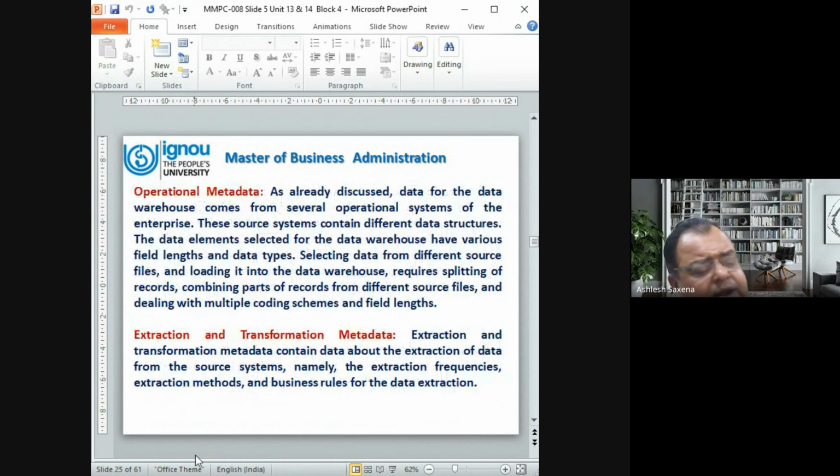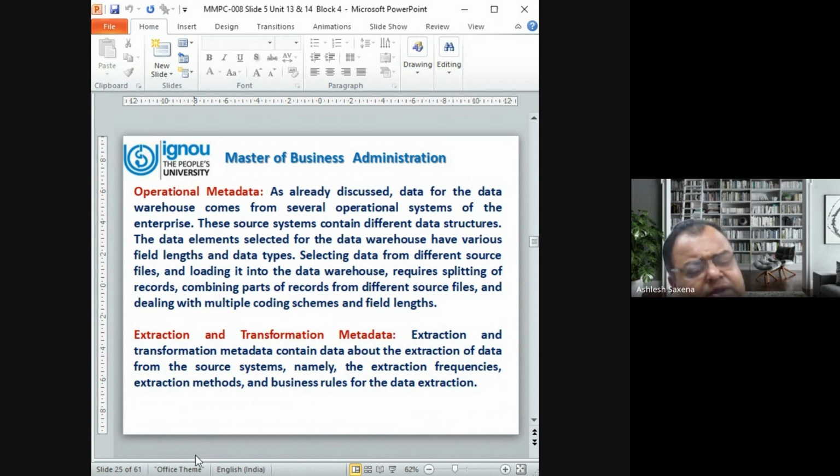As far as operational metadata is concerned, we know that data for the data warehouse comes from several operational systems of the enterprise. These source systems contain different data structures. The data elements selected for the data warehouse have various field lengths and data types. Selecting data from the different source files and loading it into the data warehouse requires splitting of records, combining parts of records from different source files, and dealing with multiple coding schemes and field lengths.